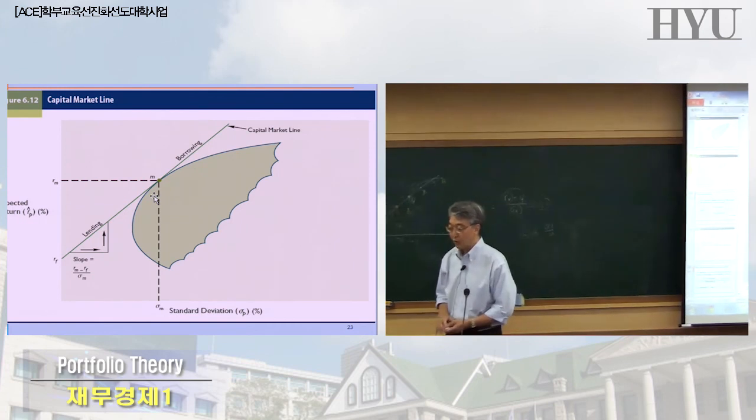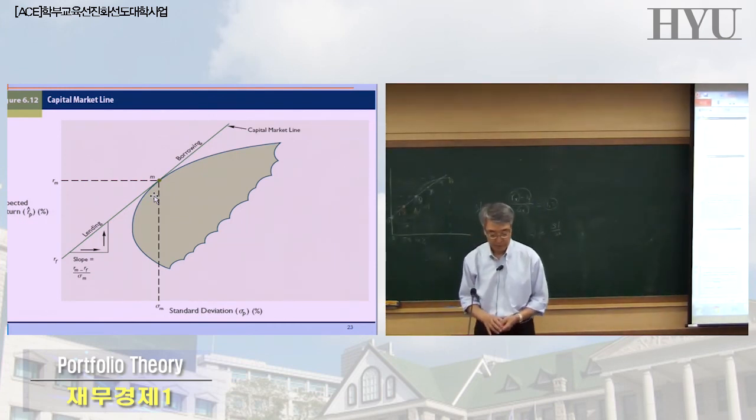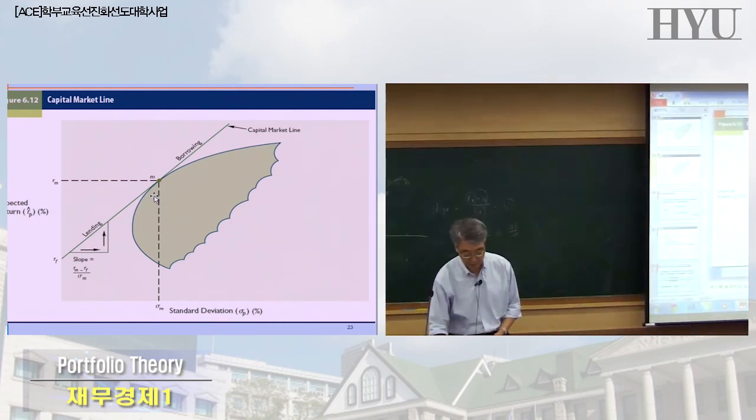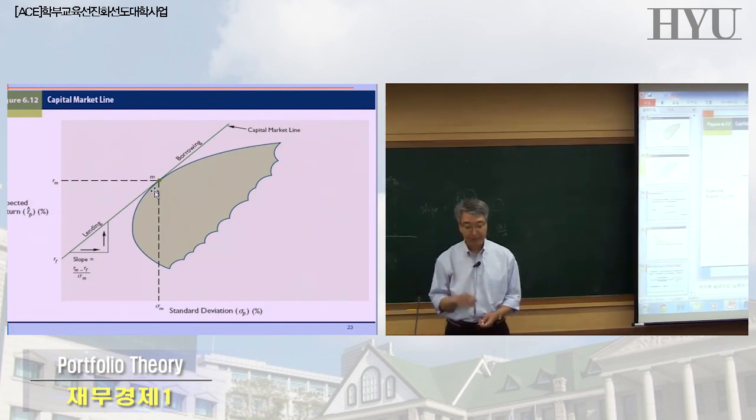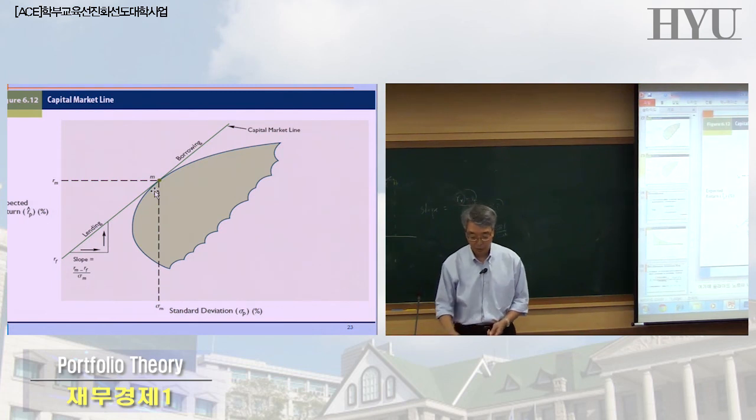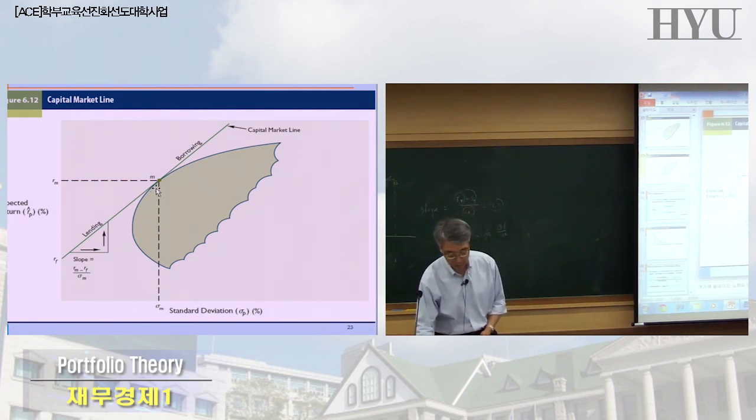It has to do with the efficient market hypothesis, right? Why this tangent point has to be market portfolio, right? So for now, in this course, in this class, right, let's just say that's a tangent point. That's enough, right? Why it has to be the tangent point, right? Because the tangent point has the highest slope. It achieves the highest slope.